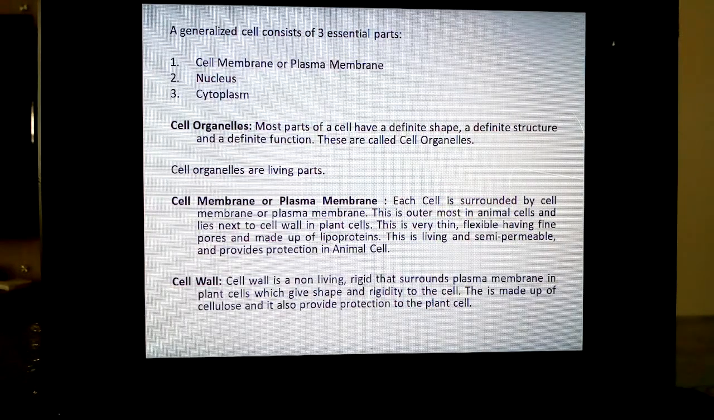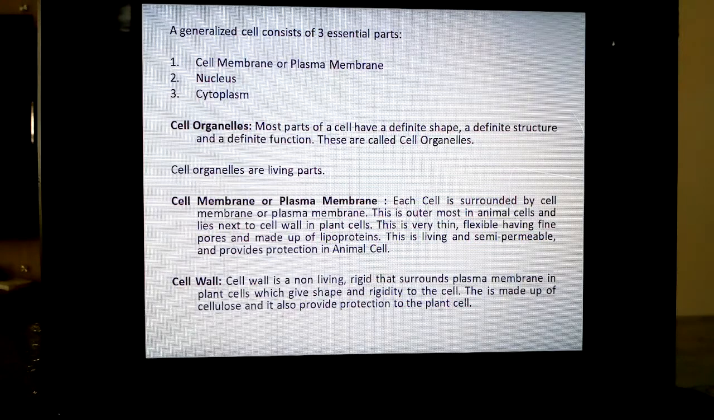And there are most small particles, structures present in the cytoplasm. These are called cell organelles. Most parts of a cell have a definite shape, a definite structure and definite function, and these are called cell organelles. A cell organelle can be compared to an organ of a body.